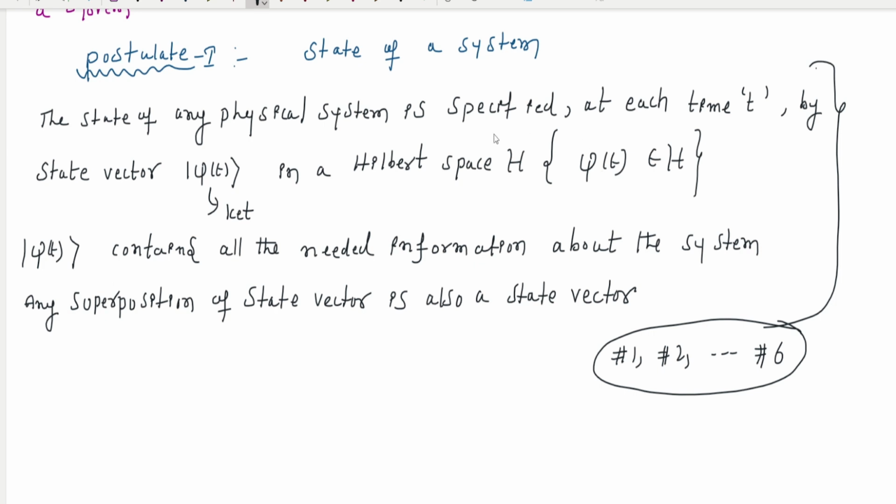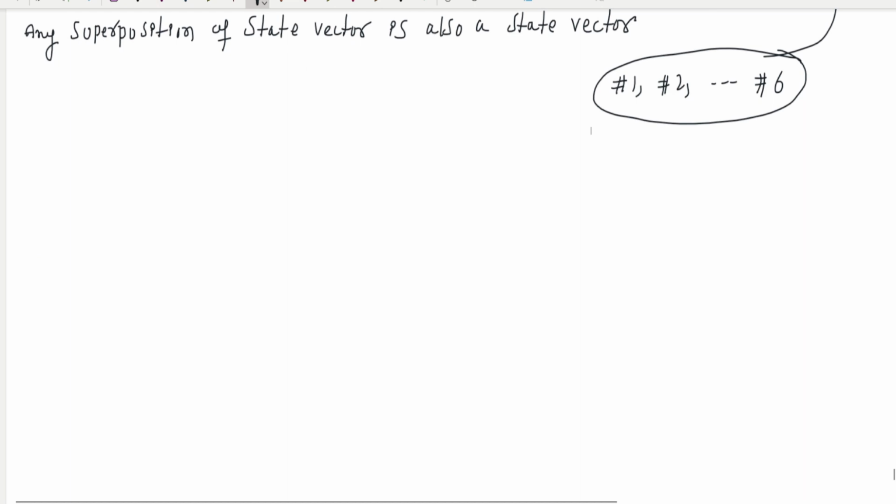So this is the first postulate. Okay. So there are some constraints on this wave function, five constraints, constraints on psi. Some restrictions are there. We cannot pick any wave function to describe the quantum state of the system. That is not possible.